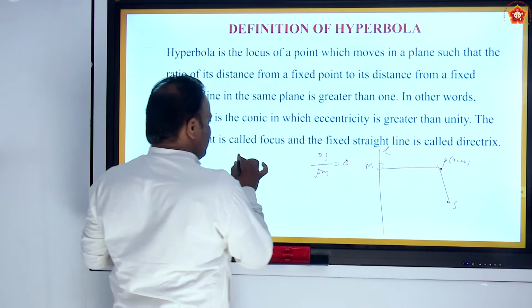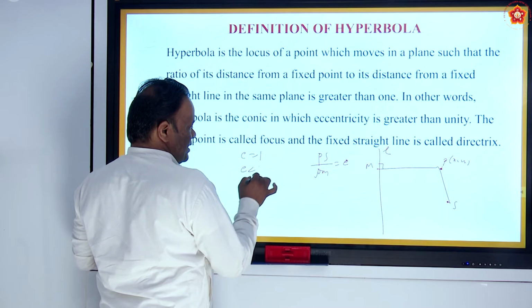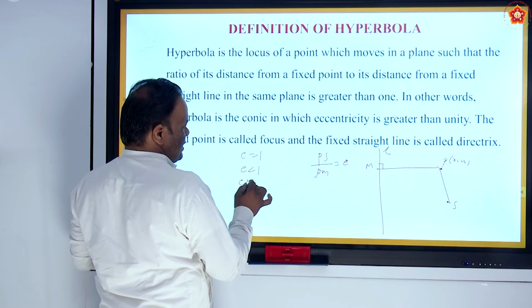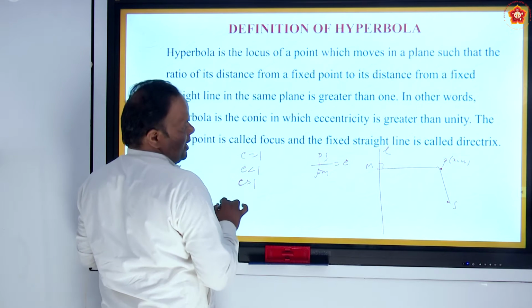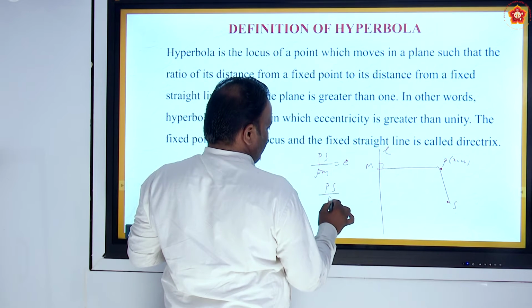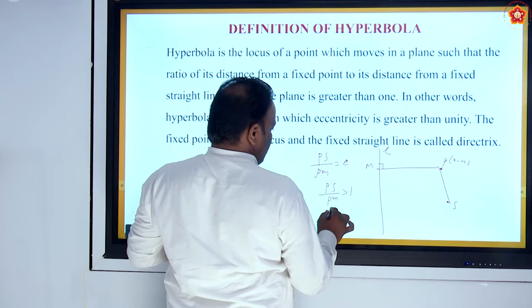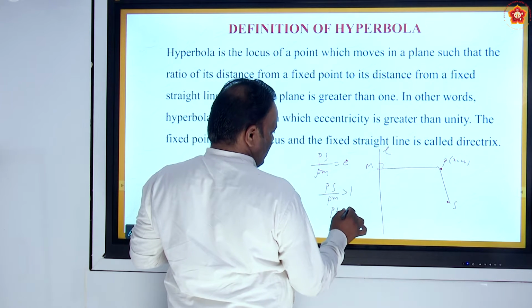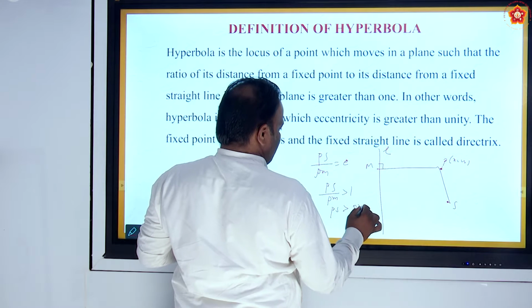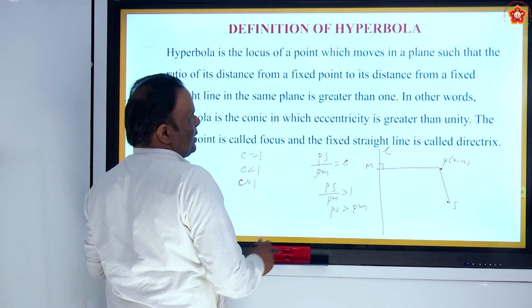We already learnt if e equals 1, that is called a parabola. If e is less than 1, it is called an ellipse, and if e is greater than 1, that is called a hyperbola. Means if e is greater than 1, PS by PM is greater than 1, so PS is greater than PM, correct? This is called the hyperbola in the cone.